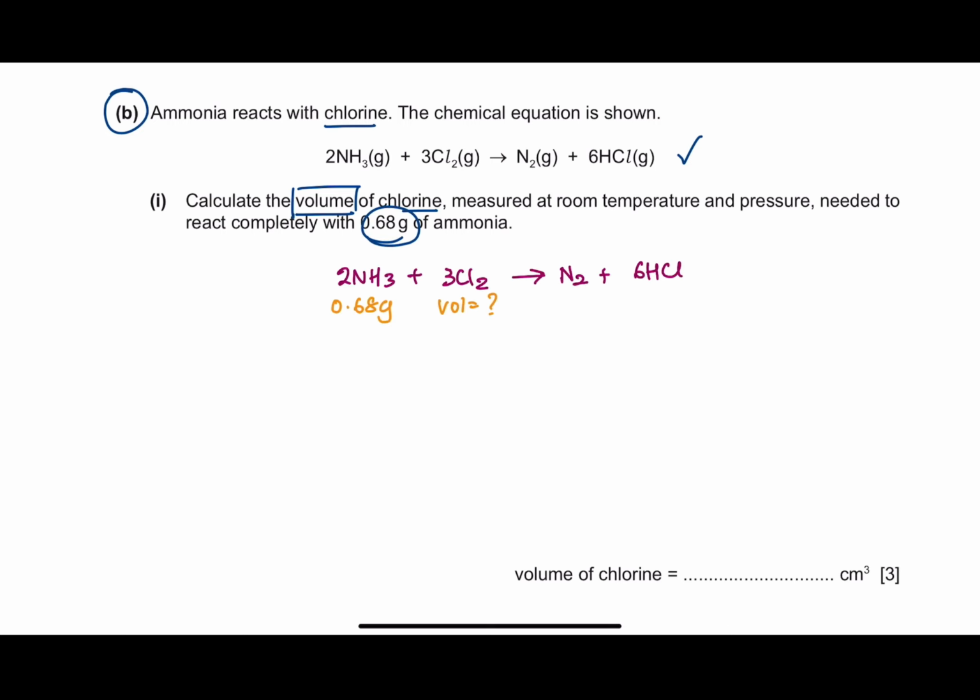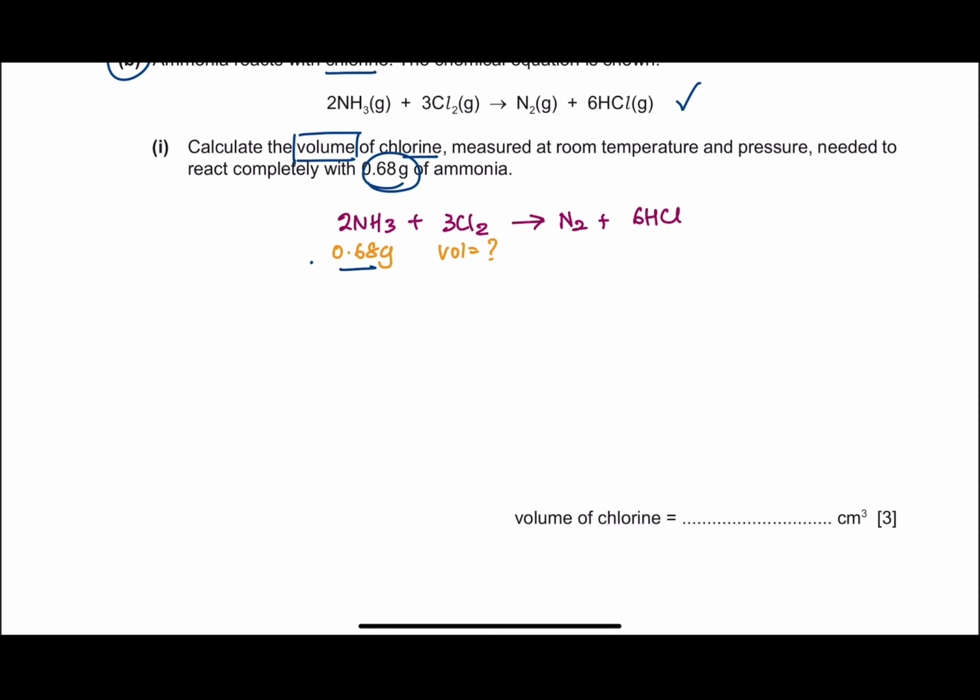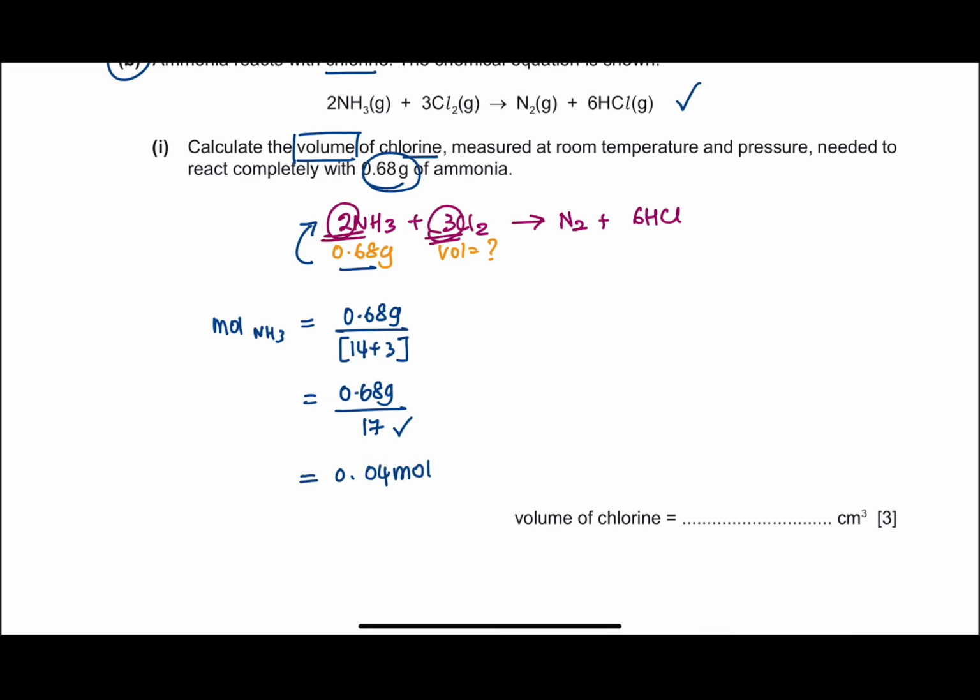So as you can see here, the only information that we have for now is the mass of ammonia. From the mass given here, we will be able to obtain the number of moles for ammonia. Now after calculating the relative molecular mass of ammonia, you will be able to get a value of 17. Dividing the mass with it, it will give you a mole of 0.04. So the next step would be to compare it with the ratio of the ammonia to chlorine on your equation, which is 2 to 3.